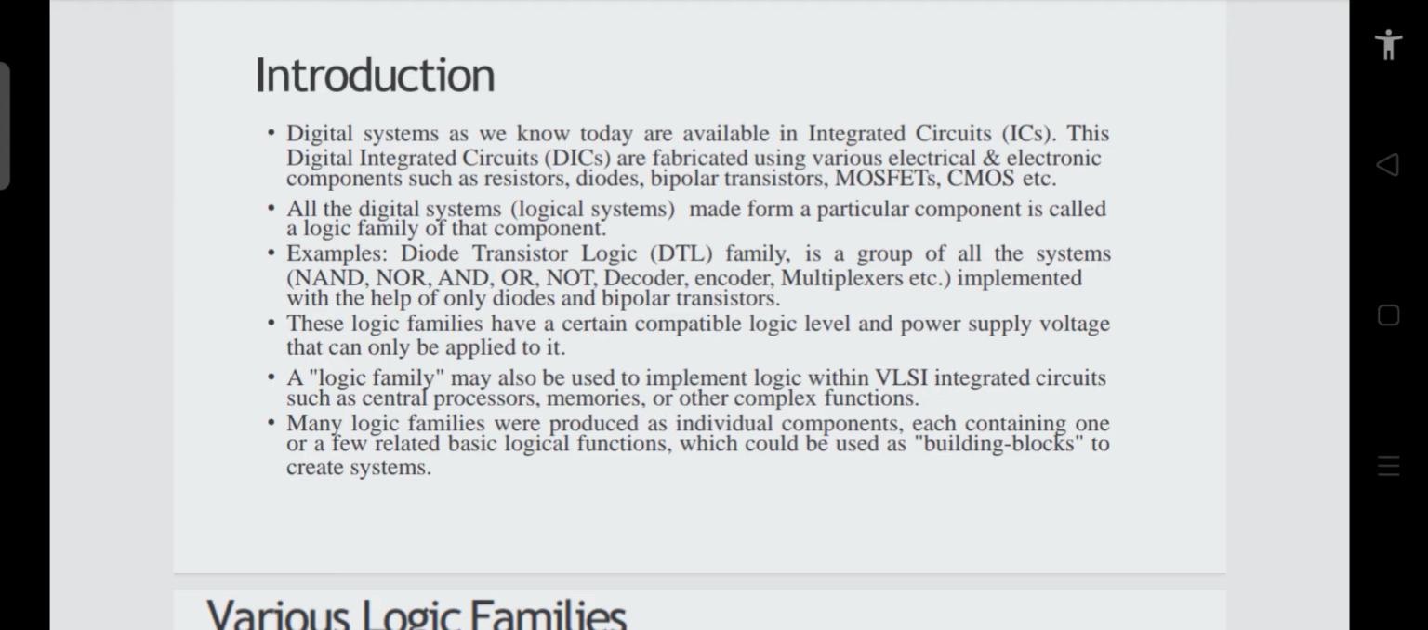And with the help of VLSI technology, when you call them VLSI circuits, because the components inside these VLSI circuits are very small, special techniques are used to make them. But the point is that all those components fall in one of the logic families. Either you realize all the circuits with the help of DTL or RTL, TTL, like that.